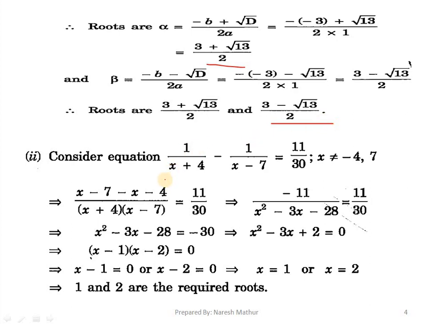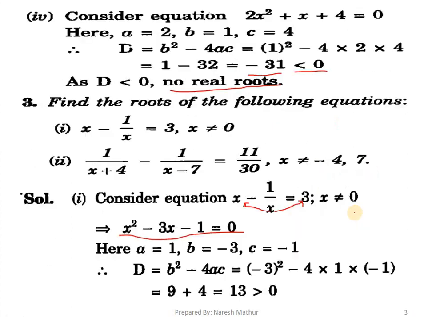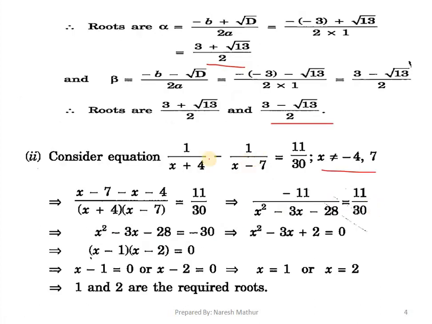Now in the second equation we are given 1 upon x plus 4 minus 1 upon x minus 7 equals 11 by 30, where x is not equal to minus 4 and 7. What does it mean that x is not equal to minus 4 and 7? And in the previous question it is also given that x is not equal to 0. It means the denominator can't be 0.